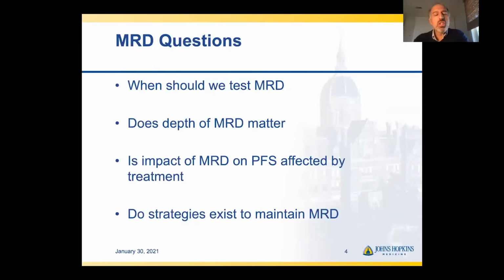So there are a few questions that I think have come out overall in the field and that I would actually also like to address that I've been thinking about specifically. When do we test MRD? As I alluded to earlier, does the depth of MRD negativity matter? Is there an impact of MRD negativity on progression-free survival? And is that affected by treatment?